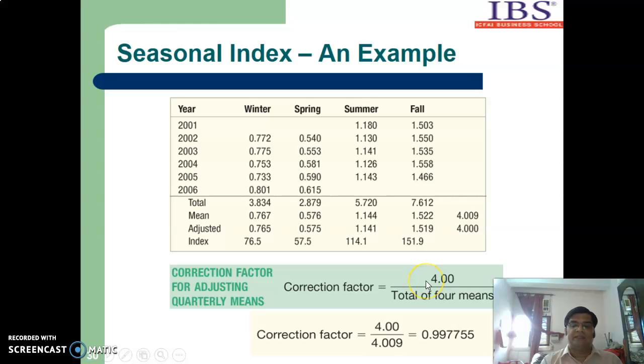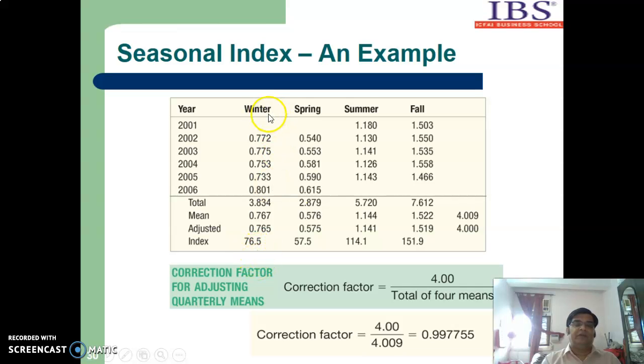Now with this correction factor, we will multiply all the means to get what is called the adjusted index. So if we multiply 0.767 with our correction factor, it is 0.765. Similarly, if we multiply 0.576 by our correction factor, it is 0.575, and so on. Now if you see, all the 4 add up to 4. So we have finally arrived at our index.